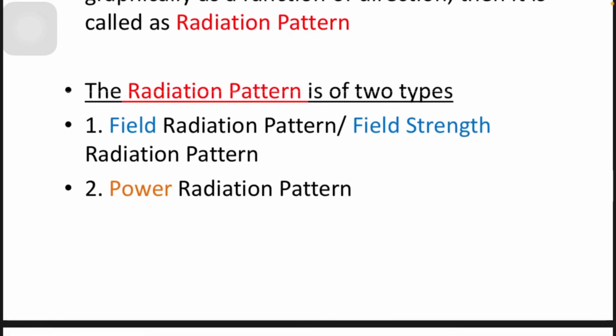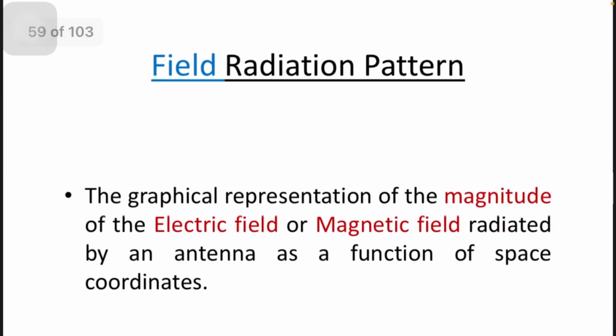The radiation pattern is of two types. First one, field radiation pattern or field strength radiation pattern. Second one, power radiation pattern. Field radiation pattern or field strength radiation pattern.